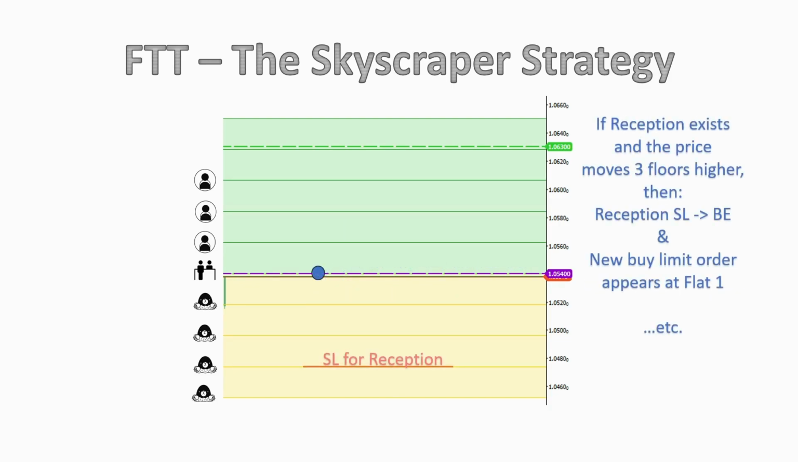This system of adding new positions is repeated as long as there are available positions in the basket. The strategy adds new positions in the direction of the trade in this way, but only one at a time. If there is no position 1 floor below, a new limit buy order won't appear.